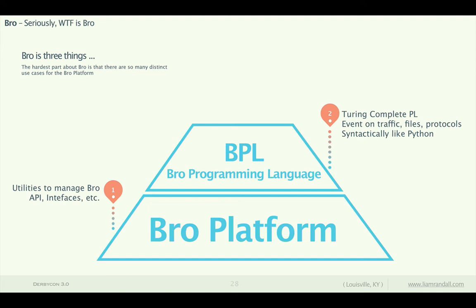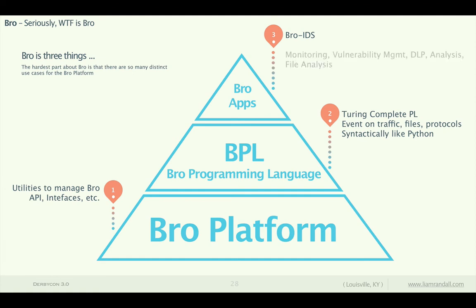You never worry about cluster safe anything. It's all embedded and taken care of in the language for you, regardless of the size of the network that you're programming for. And then there are applications that run on the Bro platform that are written in the Bro programming language. So the first big application that people talk about and sometimes mean when they say Bro is just Bro IDS. And we'll look at what Bro IDS does in just a minute.